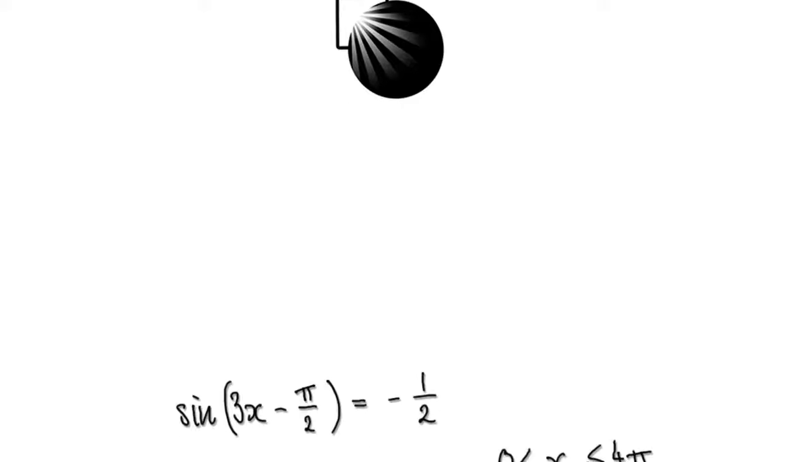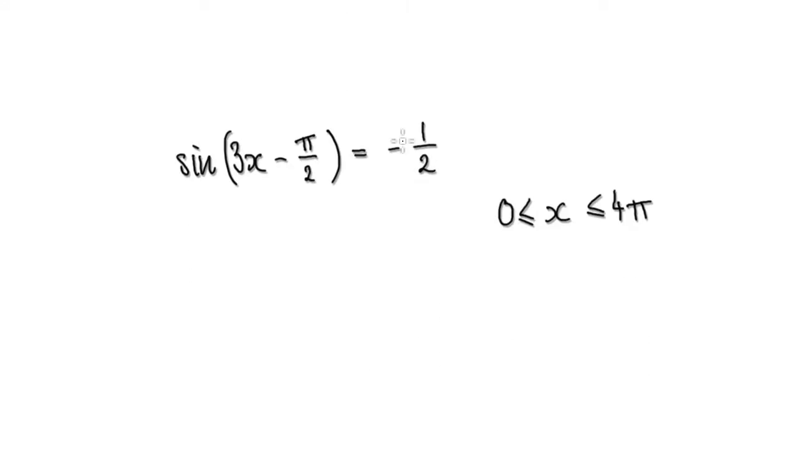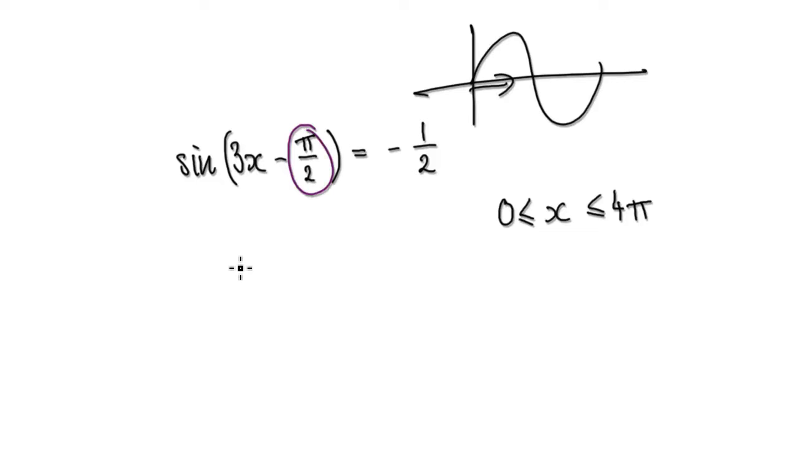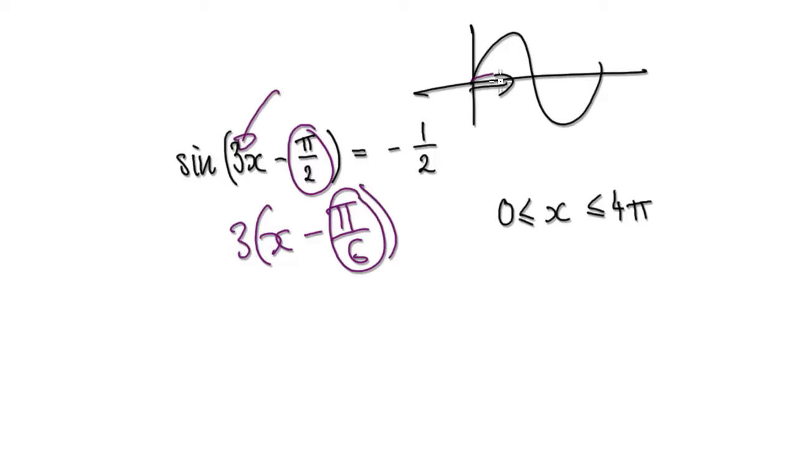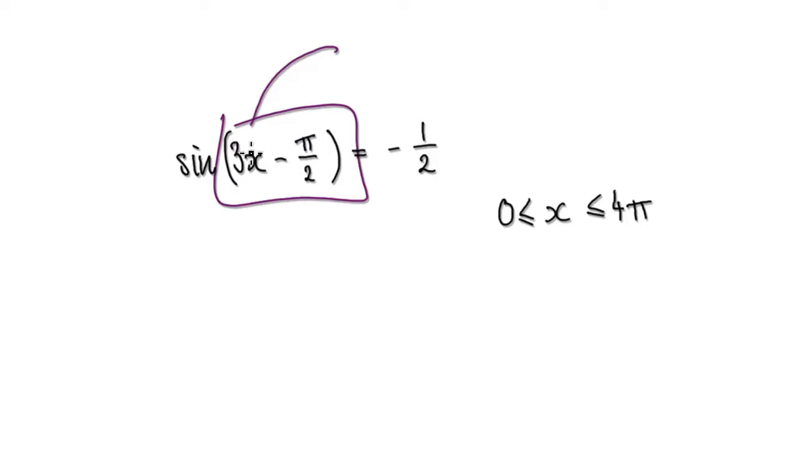So following on from the previous video, remember when you see this thing here, you don't actually shift the sine graph across by pi over 2. You actually shift it across by, if you rewrite it, pi over 6, because of this coefficient here. So be careful when you see this. If you have a coefficient in front of the x, be careful.